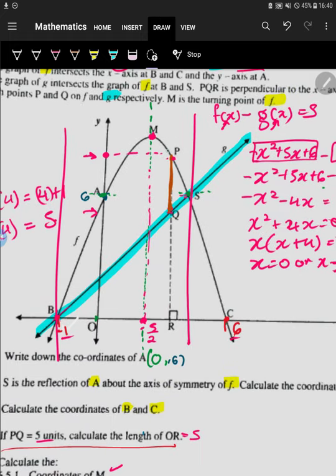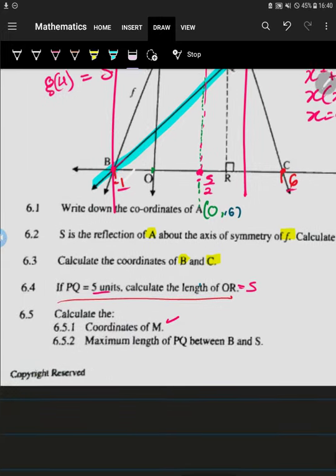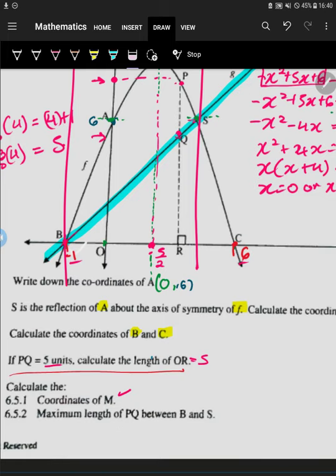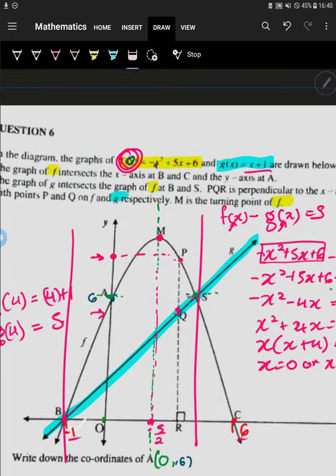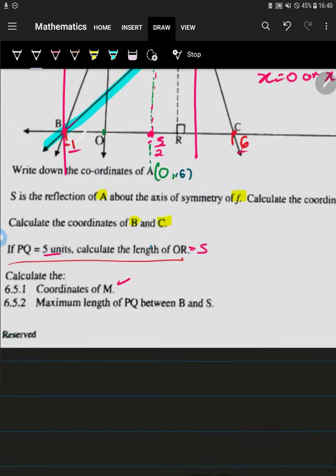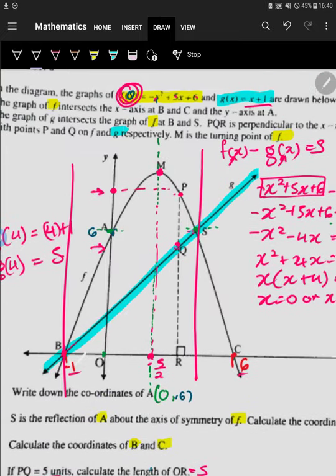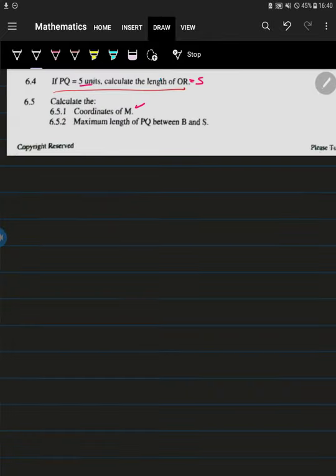Basically, when you subtract the two graphs, what's the biggest number that you can get? At which point would you get the biggest number? So the maximum length of PQ and BS. The method that Mrs. Smorgas taught me, which works wonderfully, is just find the difference between the graphs, so f of x minus g of x, and use the turning point formula.